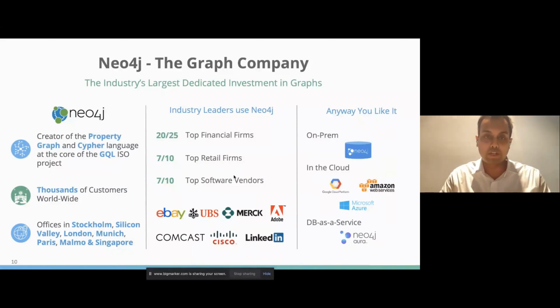Why should you consider Neo4j? We spoke about how graphs, in particular knowledge graphs, are the underpinning for a digital twin. Neo4j is the creator of the property graph model and the creator of the Cypher language, which are both at the core of the GQL ISO project. We have the largest dedicated investment in graphs. 20 of the top 25 financial firms, 7 of the top 10 retail, and 7 of the top 10 software firms are using Neo4j in production for their enterprise workloads. We have thousands of customers globally.